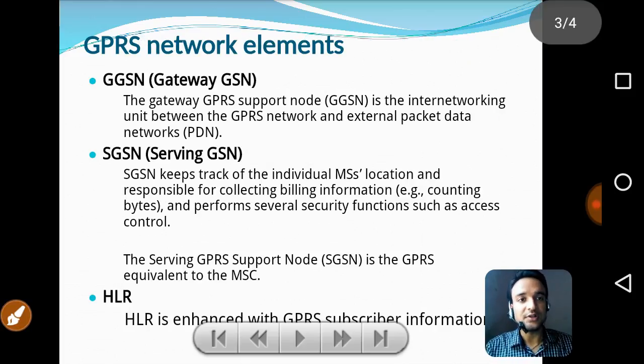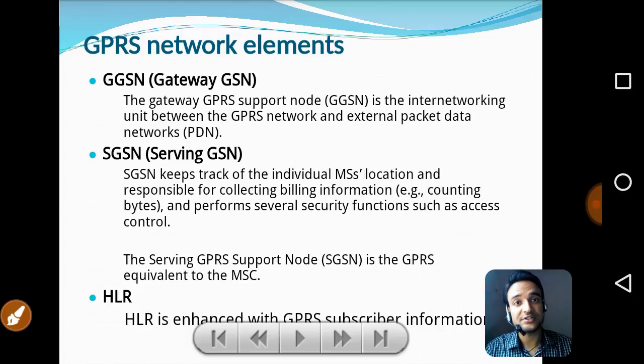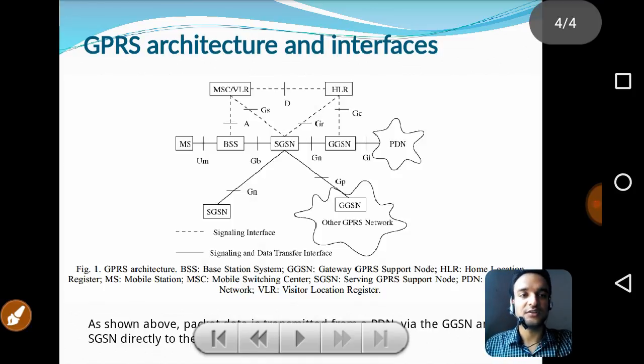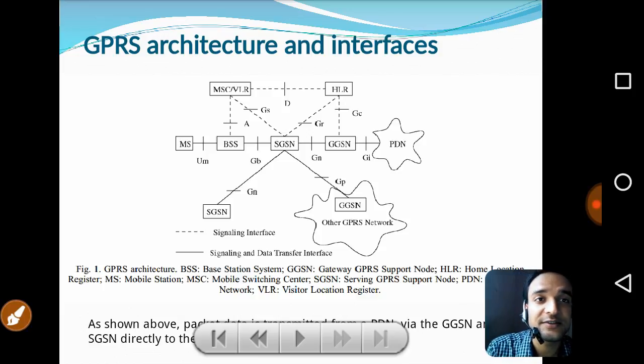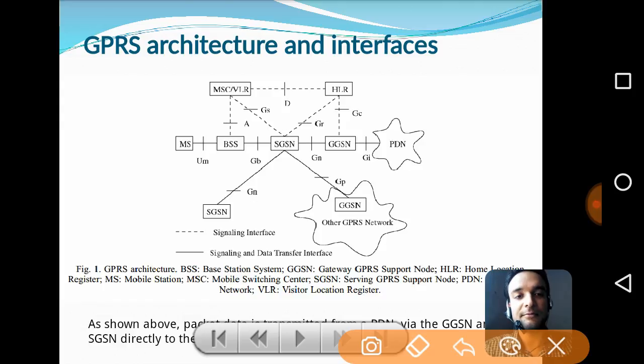There are a few important terms in the GPRS architecture. The first term is GGSN, the second term is SGSN, and the third term is HLR. I'll first switch to the diagram of the GPRS architecture, and then I'll explain these terms. So let's switch to the architecture design. This is the architecture of GPRS. You will be asked for the architecture in the exam, so you have to remember this figure. This is the simplest figure available, and let's study it.